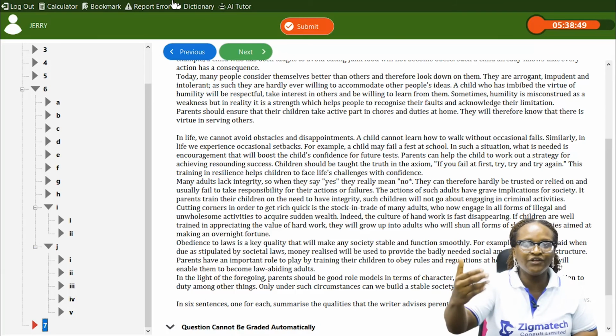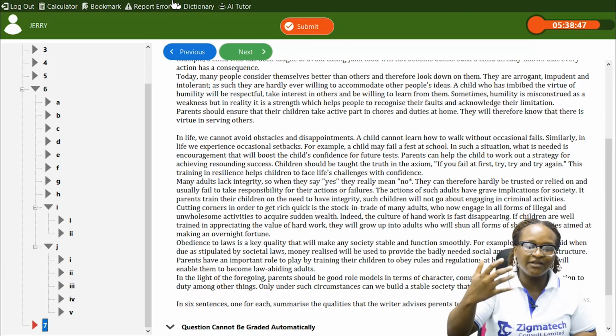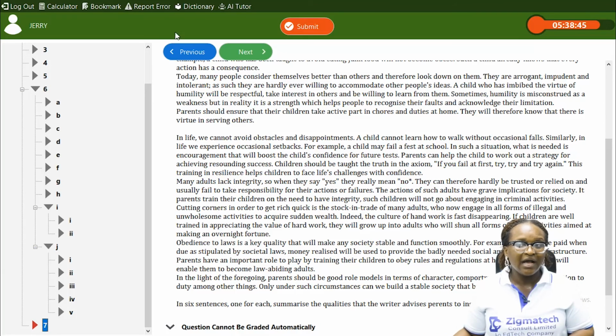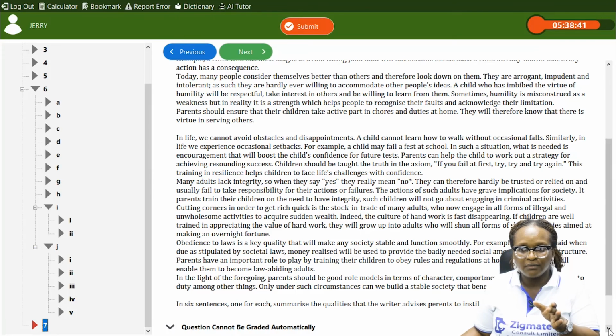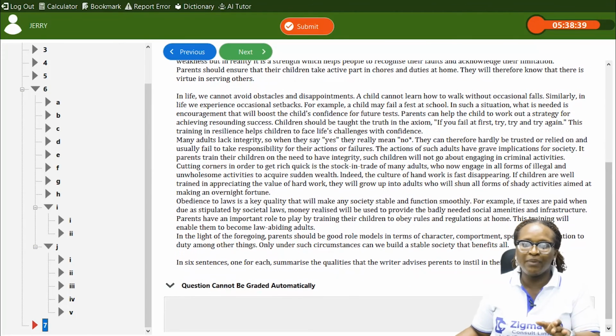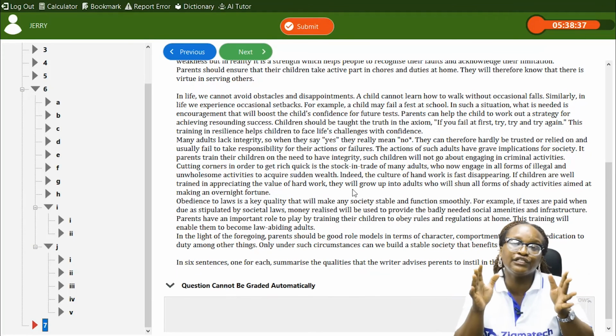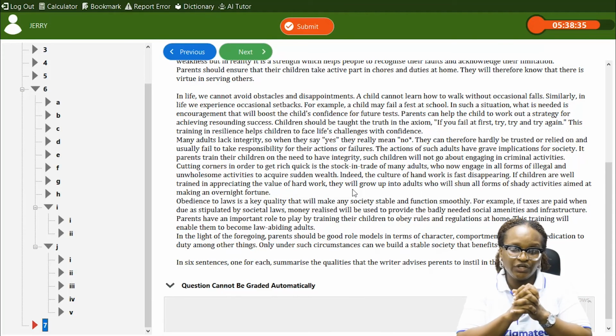Change your vocabulary, but let the information remain the same. As much as you're changing the vocabularies, do not alter the what? The information part. So we're not going to read this summary, all right? You're going to read it on your own.